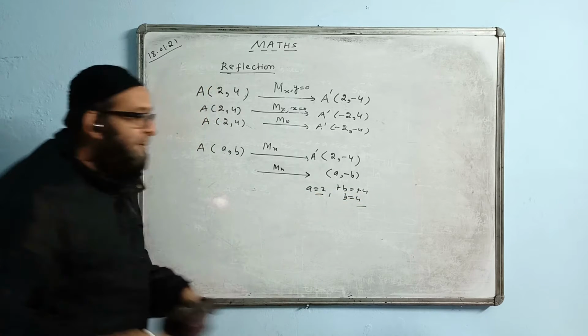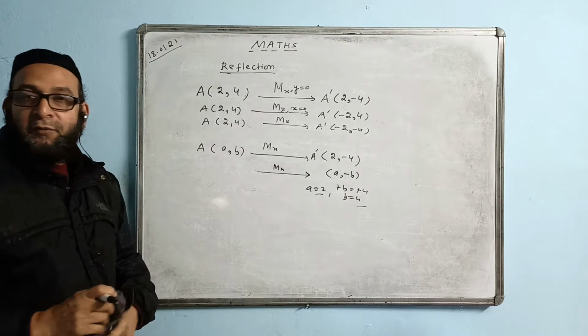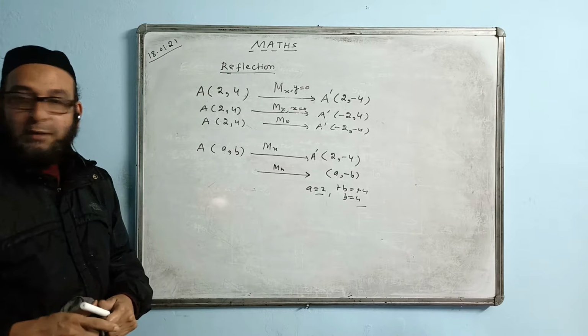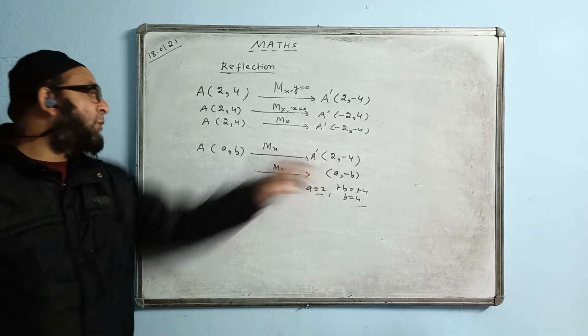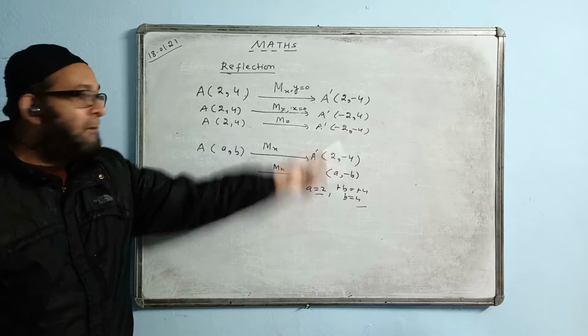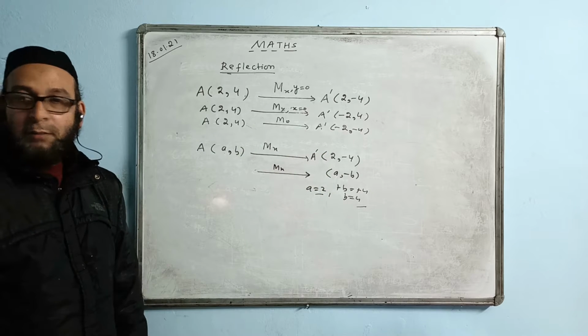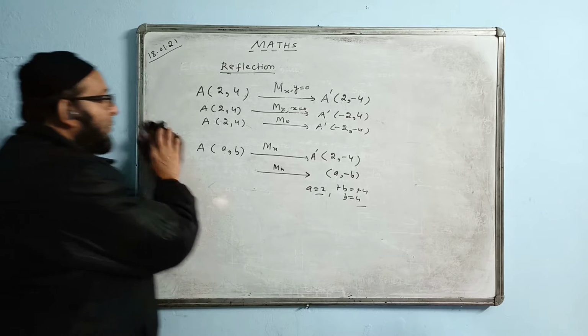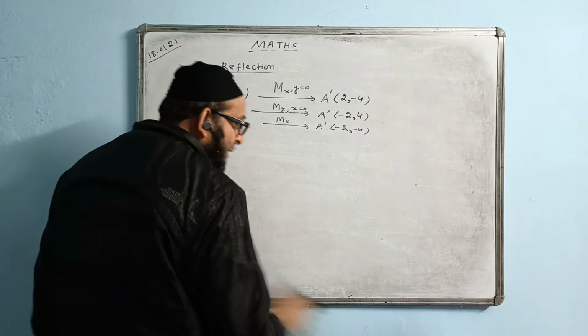Same answer will come. So whichever way you find convenient, you can use that method. Reflect either this point and write the answer below, or reflect this point and write the answer below, and compare. Then you get the unknown value. Okay, now another basic idea.